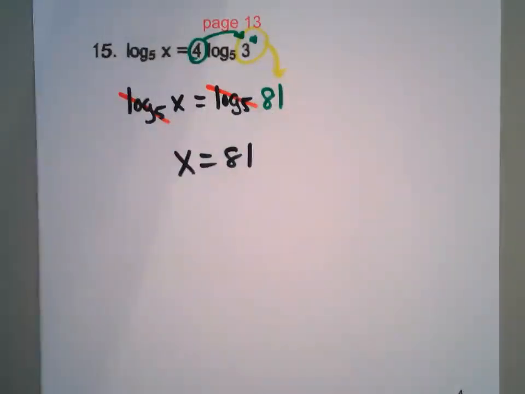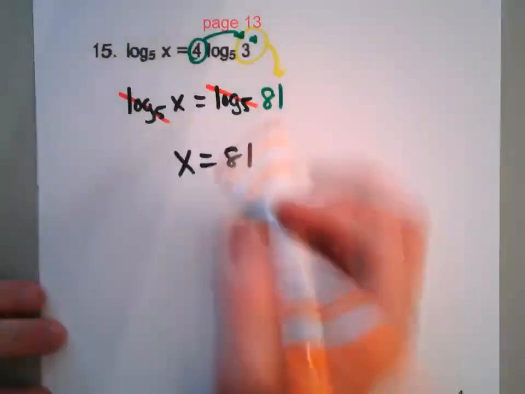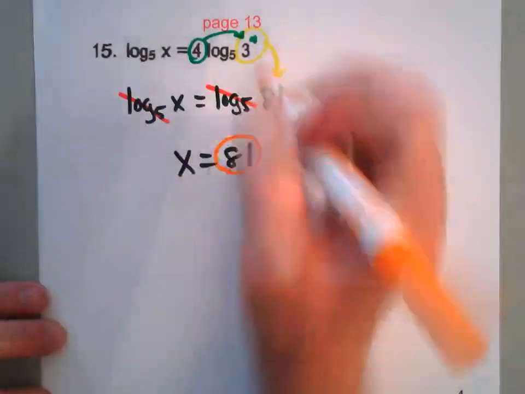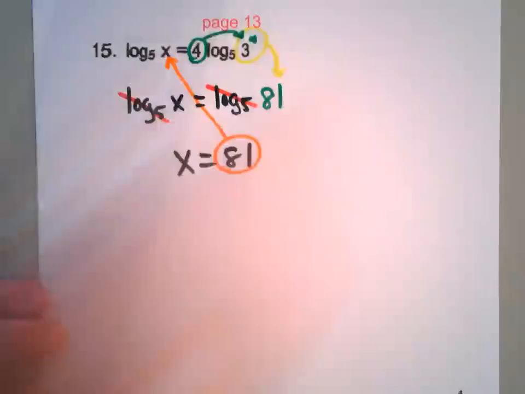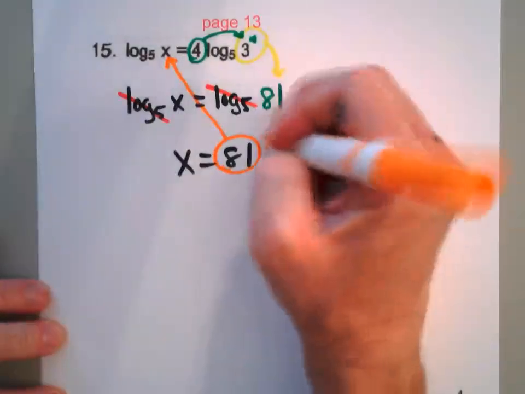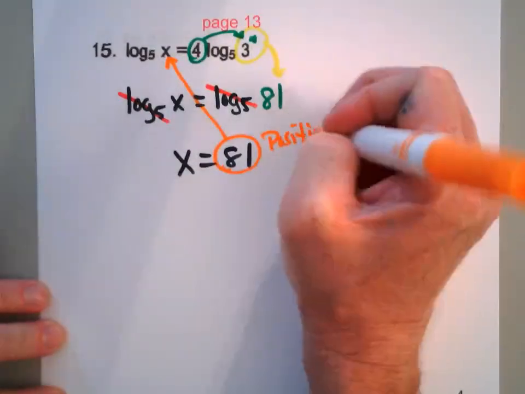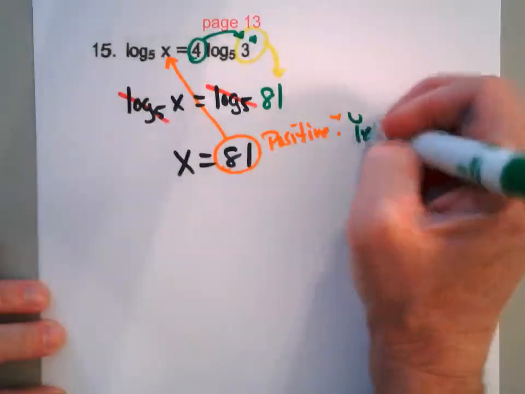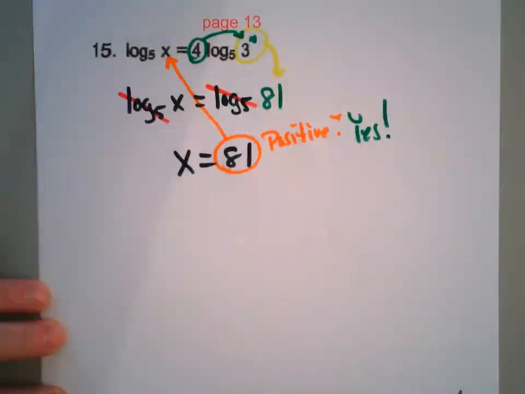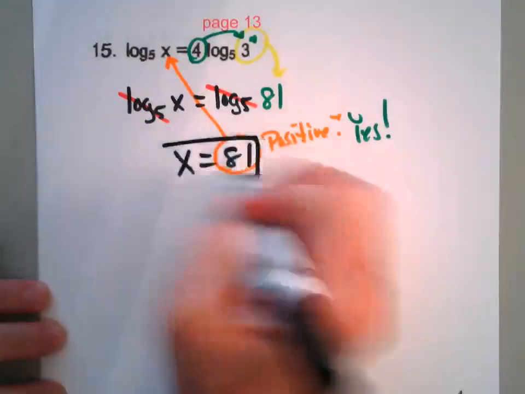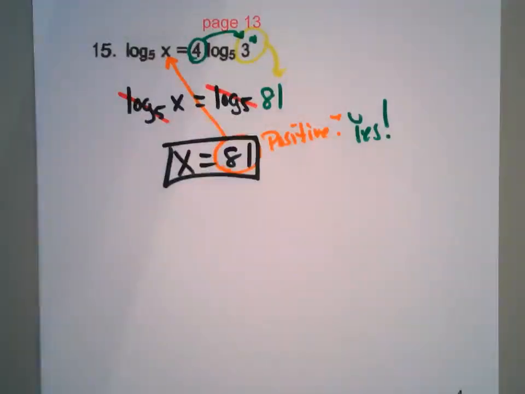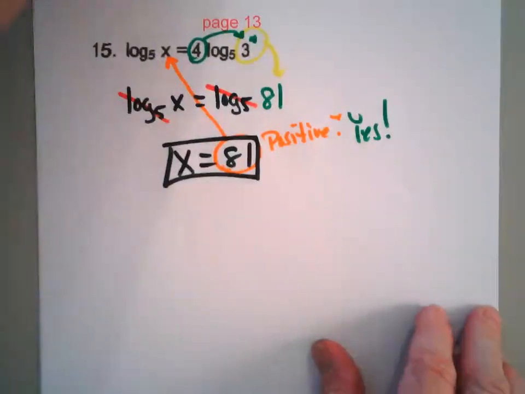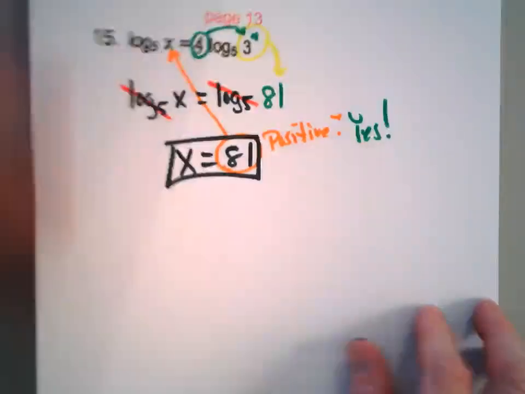We try to make sure that all of our answers are viable solutions. So make sure you take this 81 and you just look. If you put it right there, will it be positive? The answer is yes. So 81 is our answer. Check to make sure those answers are positive when you plug them back in. After that, you should be good to go.